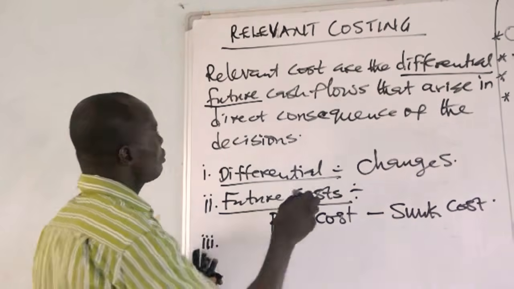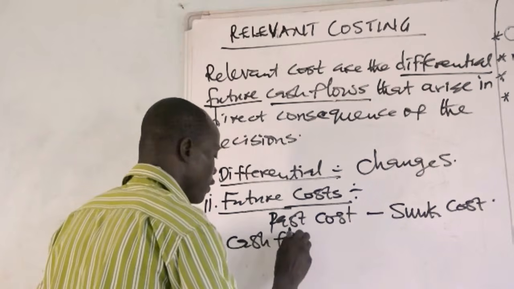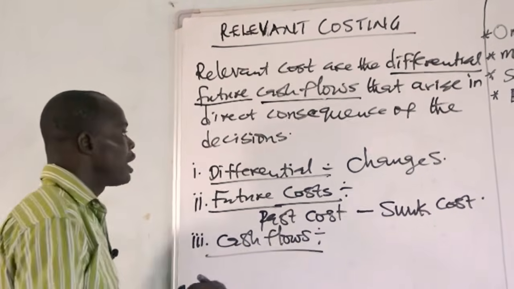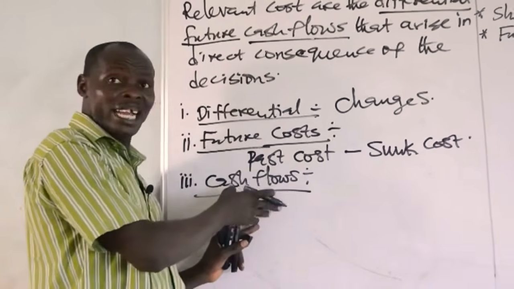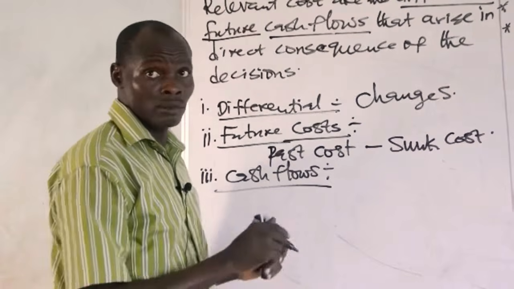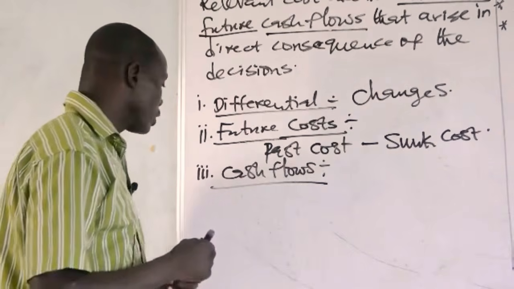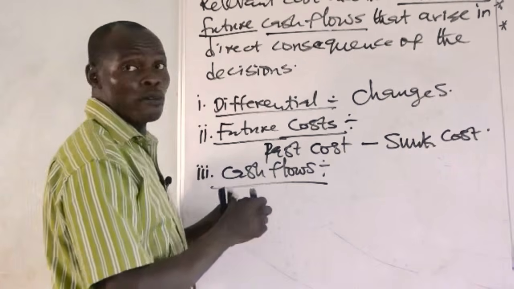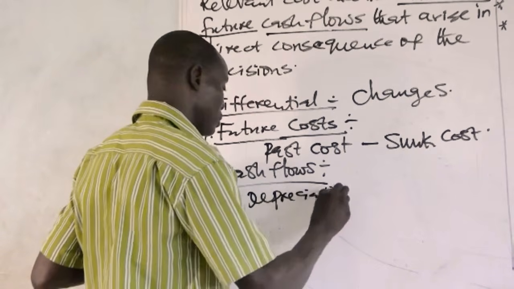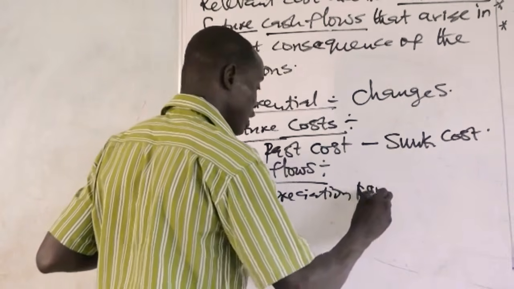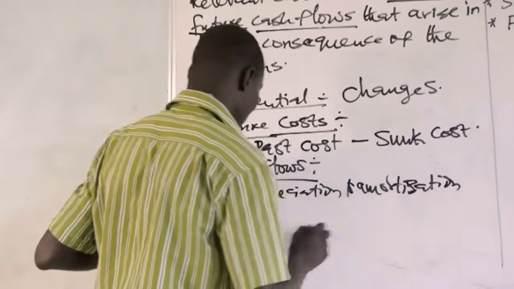Third, cash flows. For a cost to be relevant, it must be a cash flow. Non-cash items are not relevant. Anything that does not involve the flow of cash is not relevant. Examples of non-cash items are depreciation and amortization. All these items are not relevant.